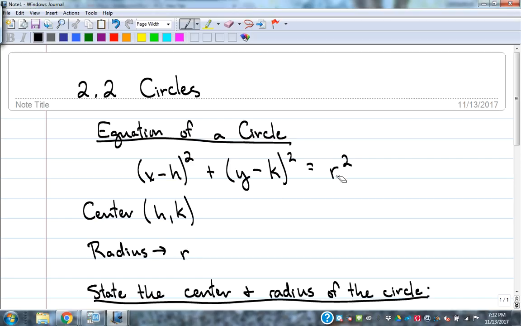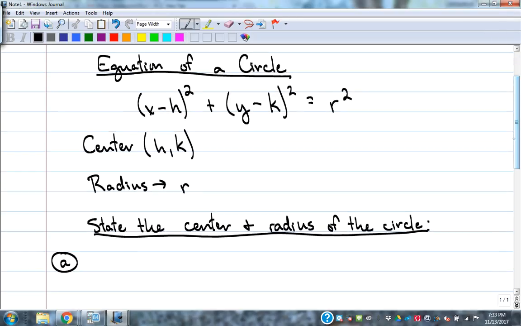Notice this is r squared in the problem. They're not usually going to write it like, if the radius is 3, they're not going to write 3 squared over there. They're going to write 9. So we've got to kind of decode a little bit of stuff here to get things going. The x variable is always there. The y variable is always there. h, k, and r are going to be numbers. So as we decode this stuff, that's what we're looking for.